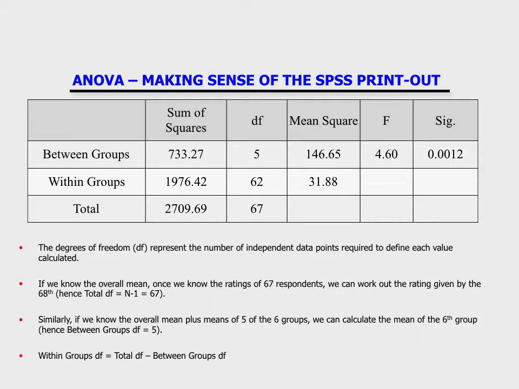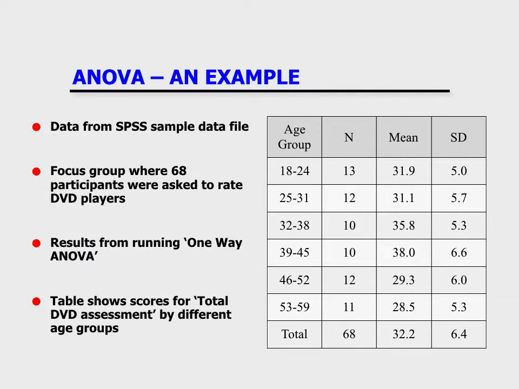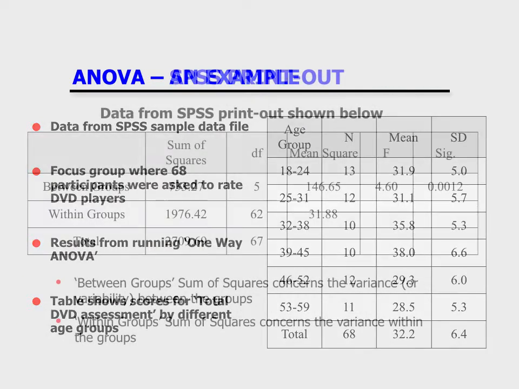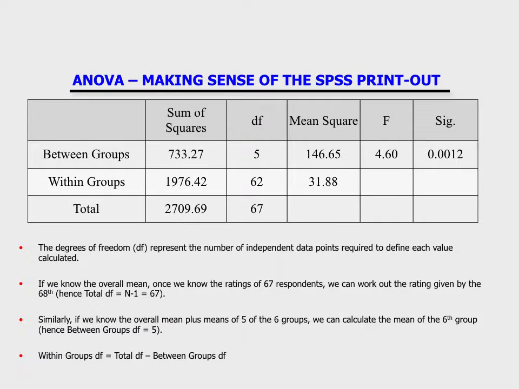We also have something called degrees of freedom. That represents the number of independent data points required to define each value calculated. So in this case, if we know the overall mean, once we know the rating of 67 respondents, we then can work out the rating given by the 68th. Hence, the total degrees of freedom is n, which in this case is 68, minus 1. And it usually is in that case. So we know the ratings of 67 respondents. We're then able to work out the rating given by the 68th.